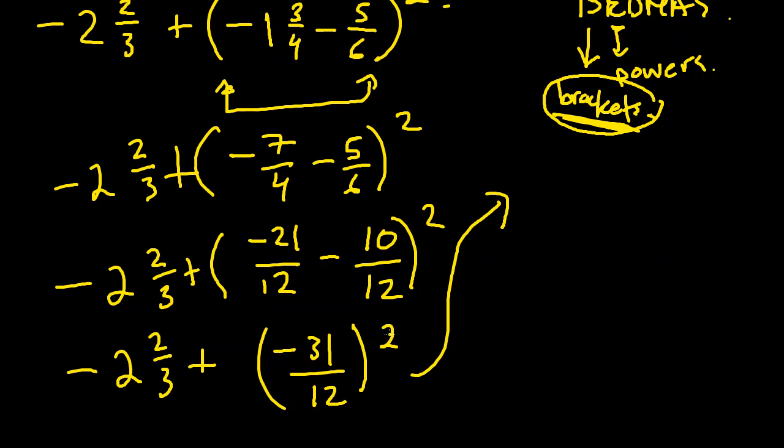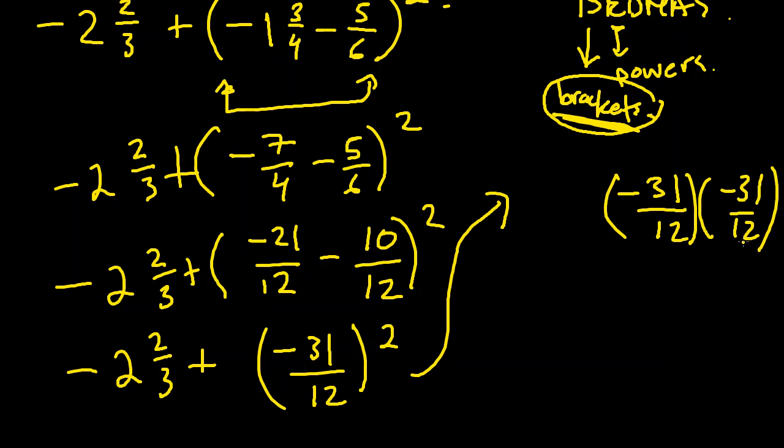So now the next step is to actually do the exponents, right? Because we've dealt with the brackets now. And before we can do this addition here, we have to deal with the exponents. So negative 31 over 12 squared just means negative 31 over 12 times negative 31 over 12, right? And when you do that on your calculator or a piece of paper, we get 961 over 144. Okay. And we have to add that to our negative 2 and 2 over 3.